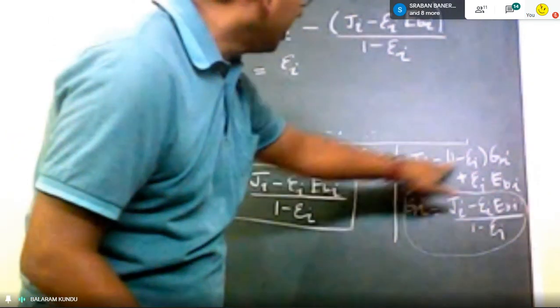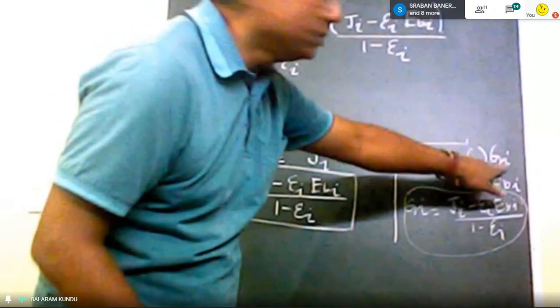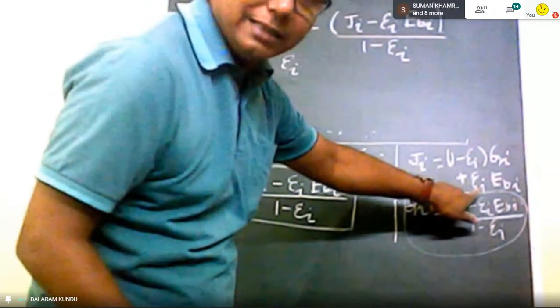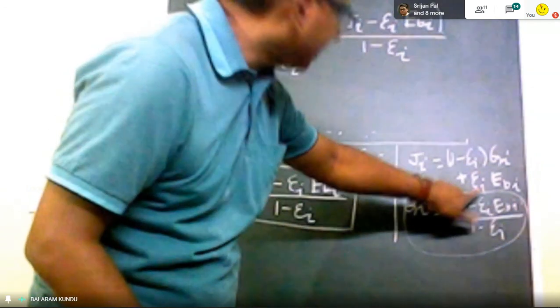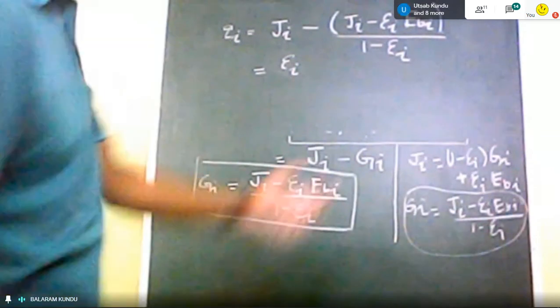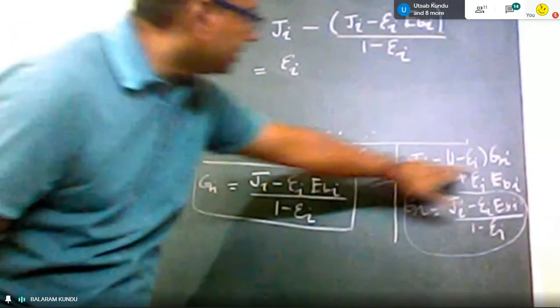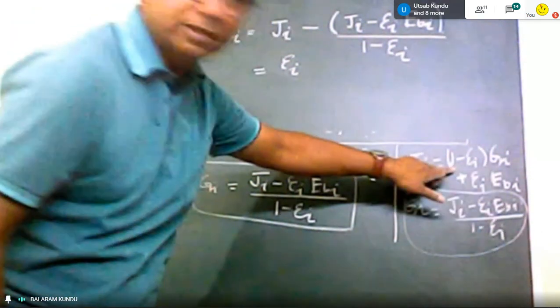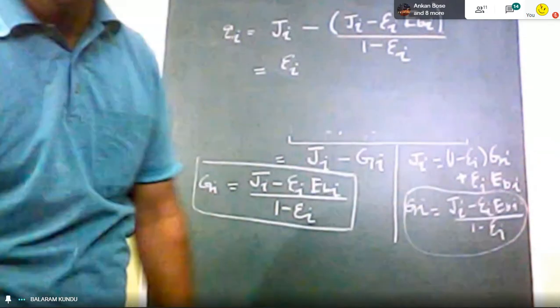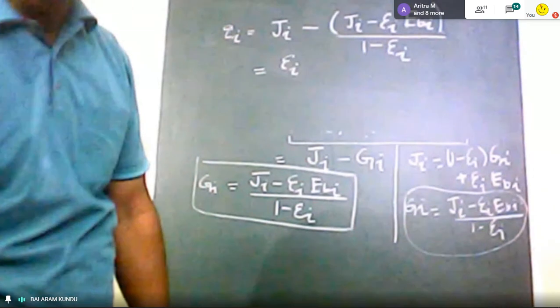Ji equal to 1 minus epsilon i into Gi plus epsilon i into Ebi. That means it has two components. One is the reflected component. This is the reflected component. Plus the second one is the emissive component, or the emissive part of a real surface.